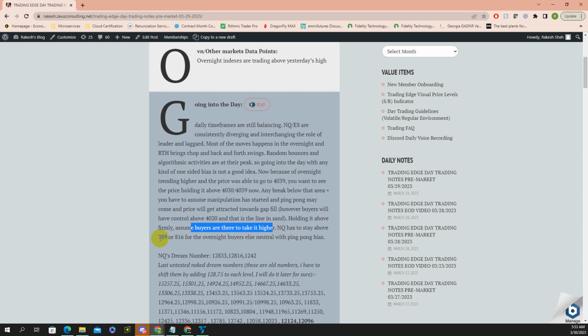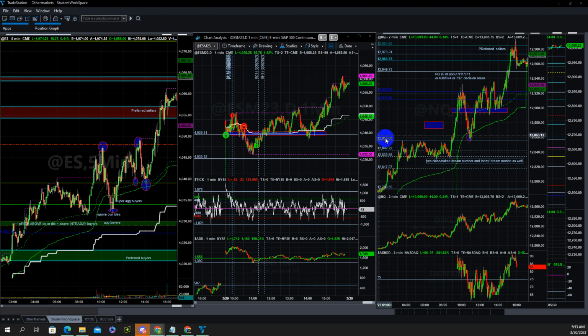And NQ to stay above 789, 816, either or, for overnight buyers. So now let's go here. NQ staying above 789, 816, yes, in RTH. So NQ is a bias, that is clear. Now here also price is holding above the 30, 39 area. It did not break below it. So all good here also. Overall, buyers, that is what price is telling us.